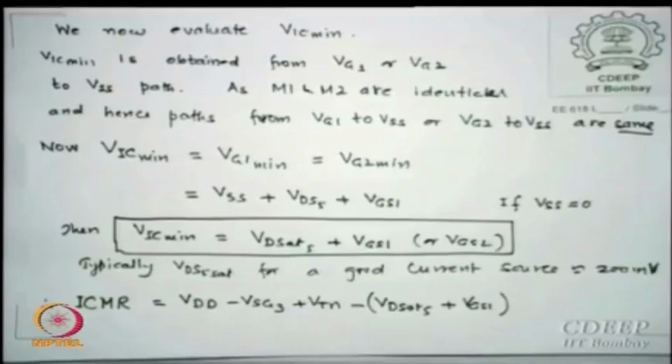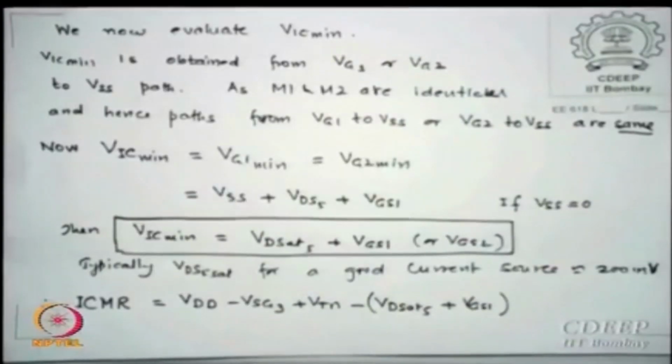Why is there a necessity of putting a minus supply, instead of a single supply, 0 to 5 or 0 to 3.3? Why do people in analog specifically always want to run dual rails? There are many other reasons, but the major reason was to reduce noise considerations. Okay, is that expression okay? So ICMR is VDD minus VSG3 plus VTN minus VDsat5 plus VGS1.